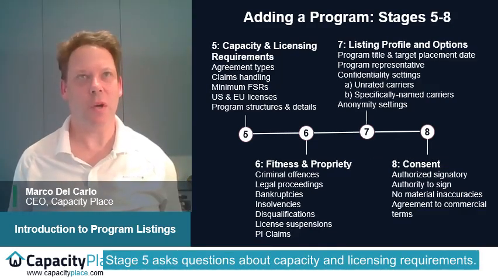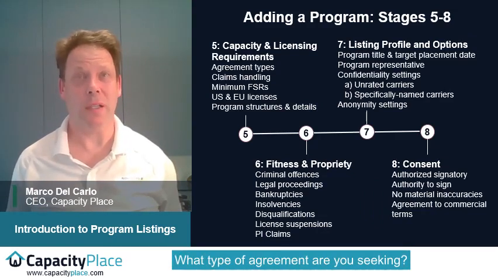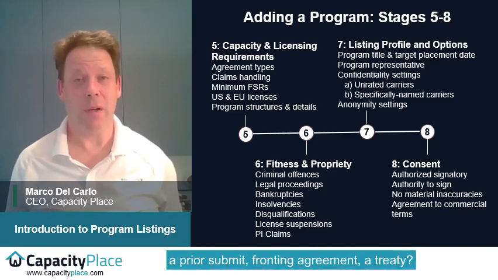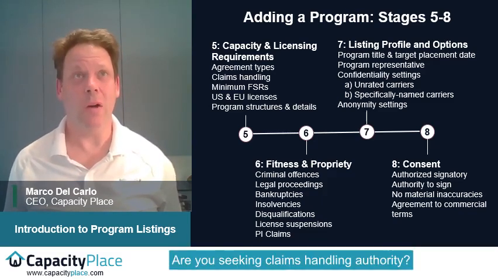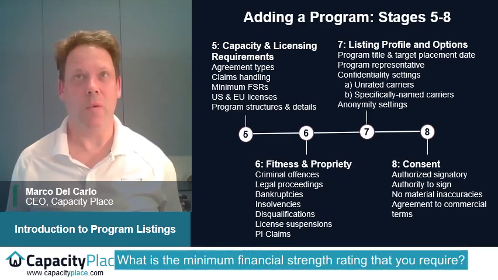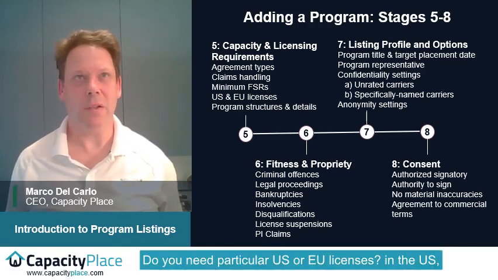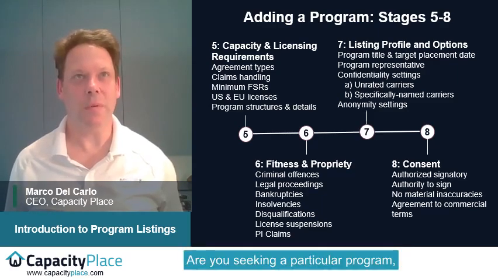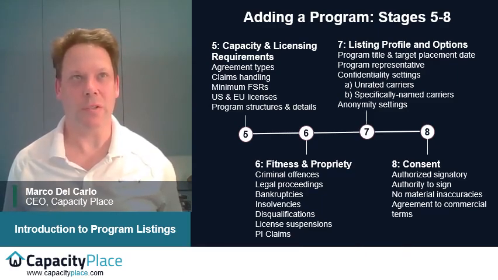Stage 5 asks questions about capacity and licensing requirements. What type of agreement are you seeking? Are you seeking a binder, a line slip, a prior submit, a fronting agreement, a treaty? Are you seeking claims handling authority? What is the minimum financial strength rating that you require? Do you need particular US or EU licenses? In the US, admitted versus E&S. In the EU, class 1 to 18. Are you seeking a particular program structure or features?